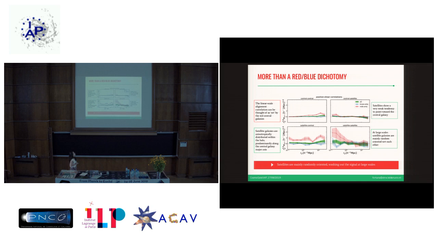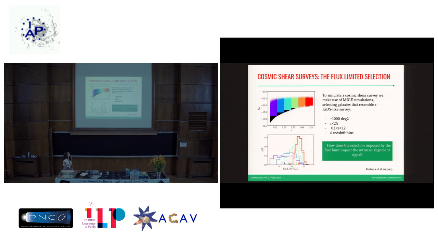What does it imply for cosmic shear analysis? Now, we know that cosmic shear analyses use flux-limited samples, and so there is an implicit selection of galaxies in each tomographic bin, just due to the flux limit. So high redshift bins are populated by brighter galaxies than the low redshift ones, at least the fraction is higher. And so this impacts the fraction of satellites that you will have there.